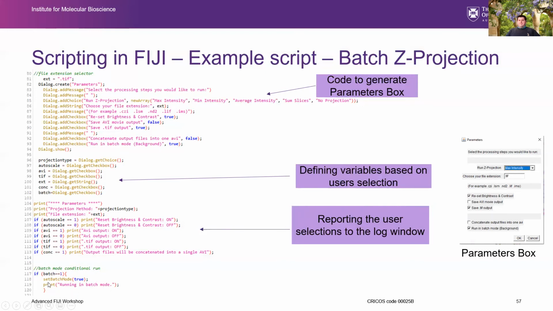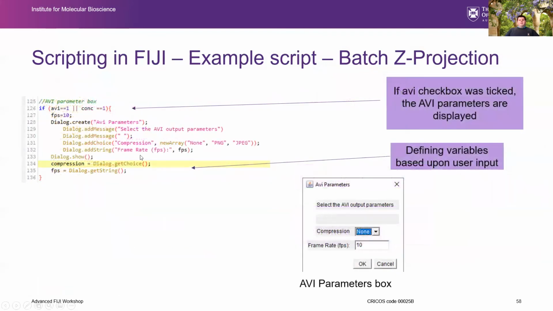Again, we have another if statement. If batch mode was ticked, then it's going to run the command batch mode equals true, and it will print it's running in batch mode. If the user said that they wanted to use the AVI, or that they wanted to concatenate into an AVI, so if either of these are set to 1, then create the AVI parameters box.